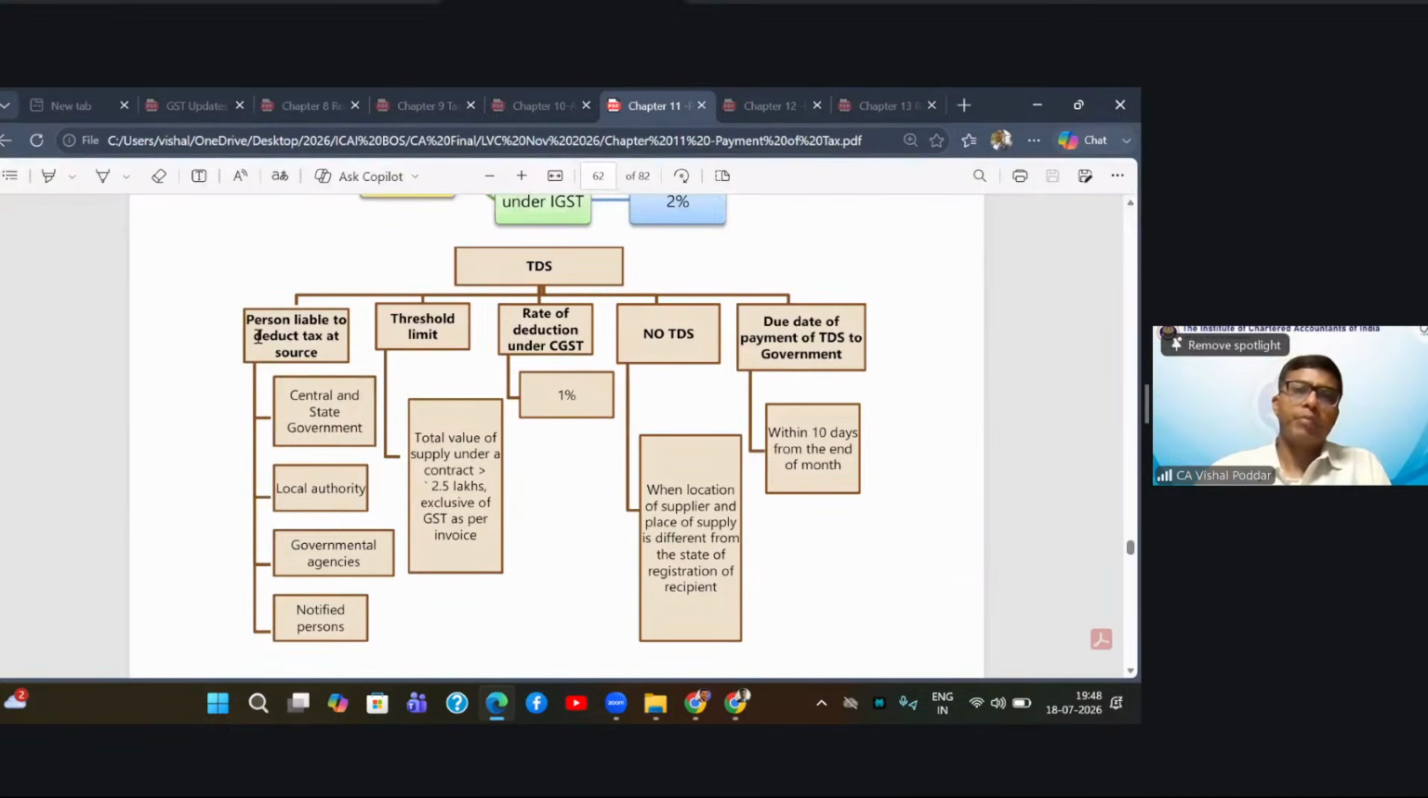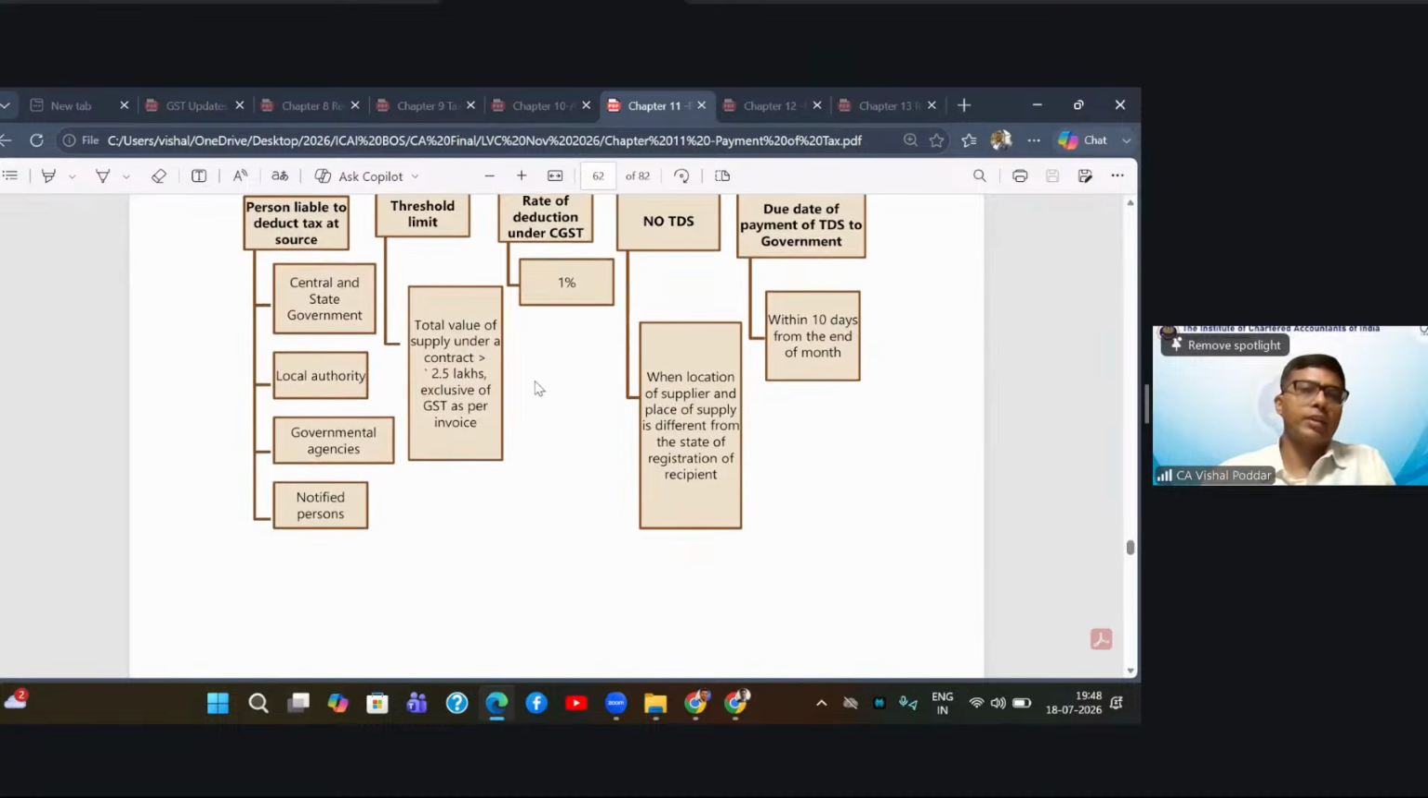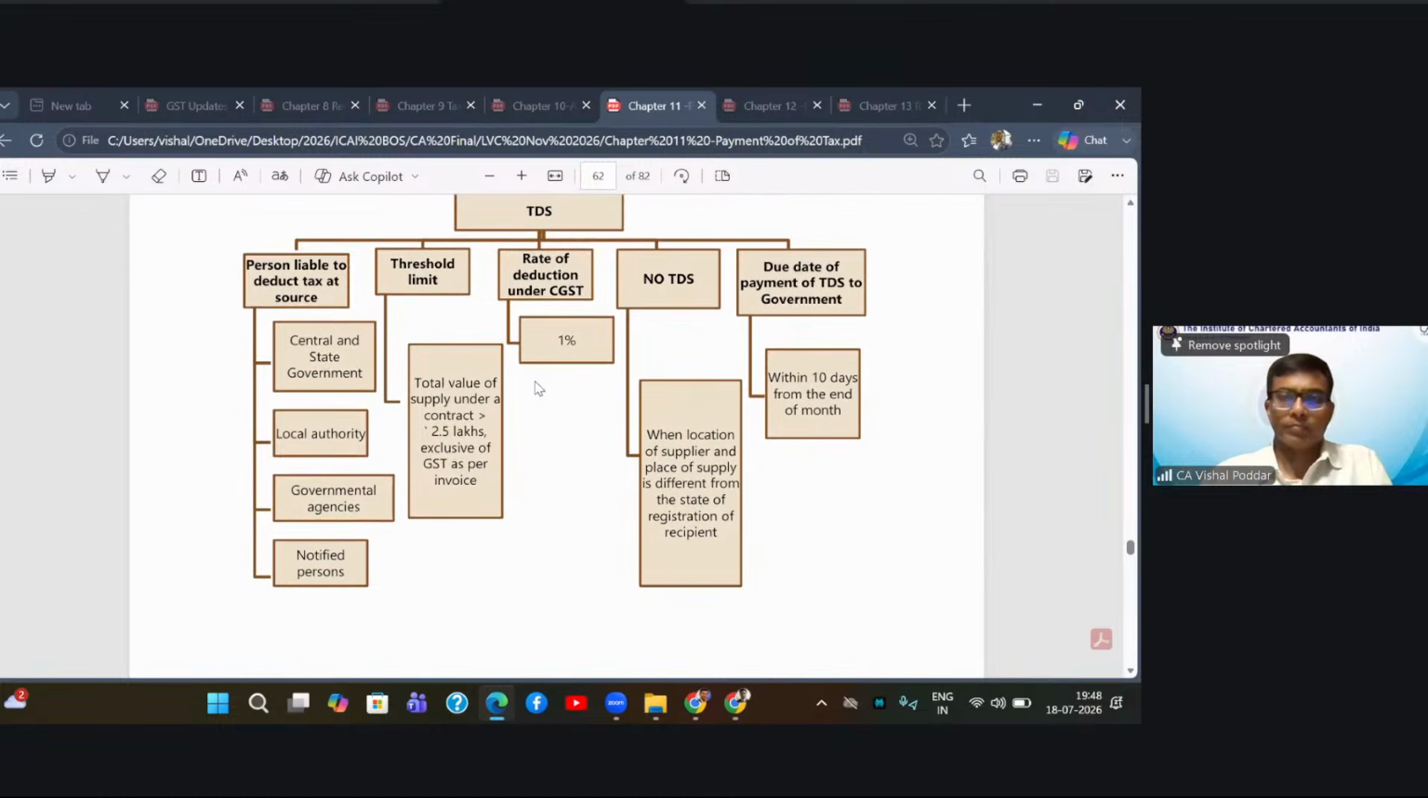So wherever I'm making supply to central government, state government, local authority, or government agencies, and the value of my supply under the contract is exceeding 2.5 lakhs, this 2.5 lakhs is excluding the GST portion, then the government will have to deduct TDS from my payment at the rate of 1 plus 1 or 2%.